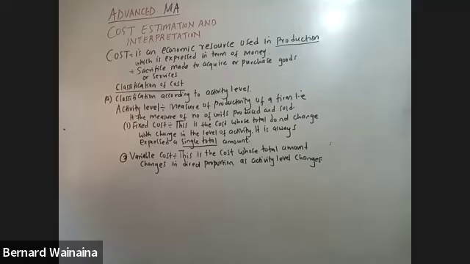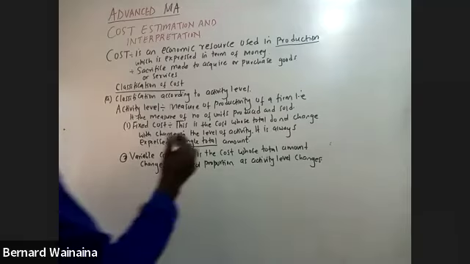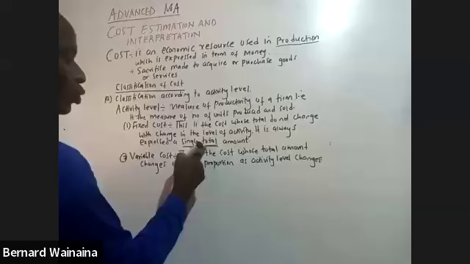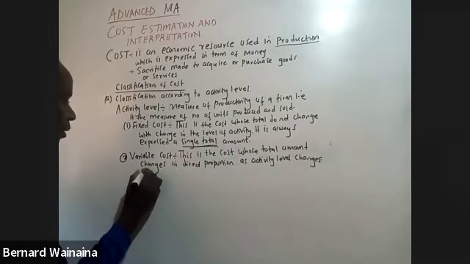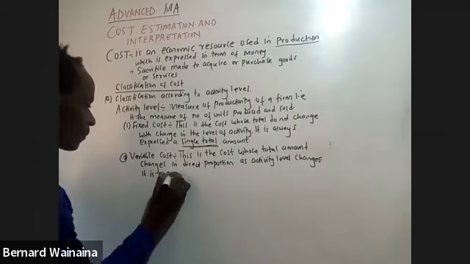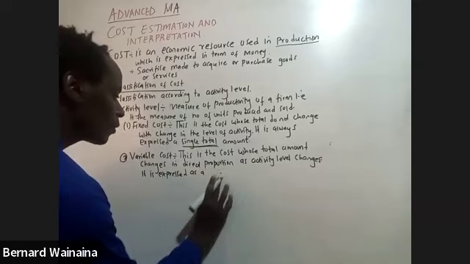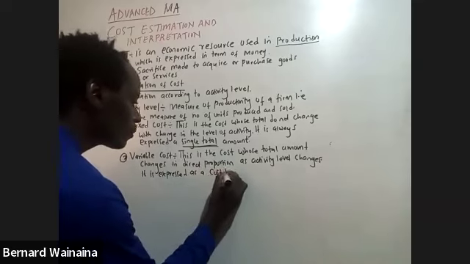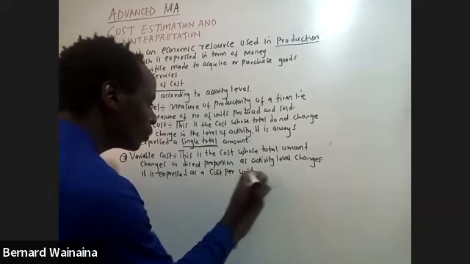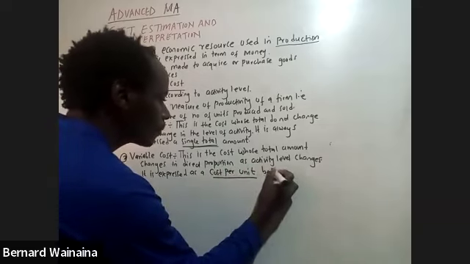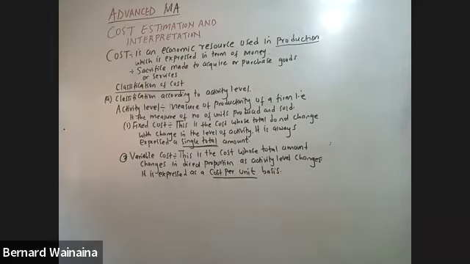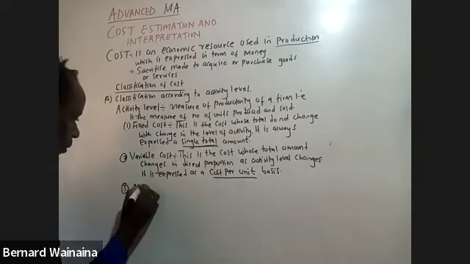It is usually expressed on a per unit basis. Remember, the fixed cost is expressed as a single total amount. In this case, it is expressed as a cost per unit basis. The keyword here is per unit basis. The last one, under activity level, we have the mixed or the semi-variable.